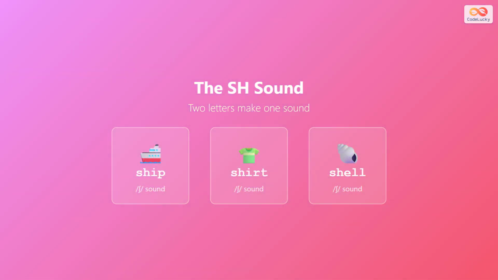Now let's learn the SH sound. When you see the letters S and H together, they make the sound /sh/ like in the word ship. Listen, ship. Another example is shirt. And here's one more, shell. The SH sound is made by pushing air through your mouth with your teeth almost closed, creating a soft hissing sound.